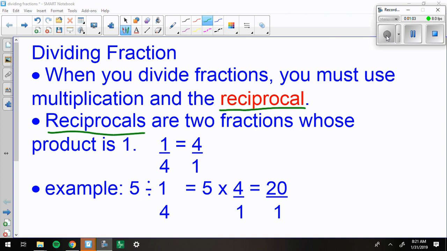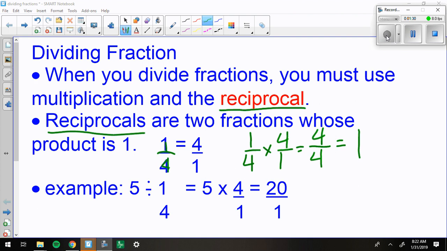So let's say you have 1/4. In order to get 1 when you multiply, you would need 4 over 1. Because 1/4 times 4 over 1: I multiply my numerators, I get 4. Multiply my denominators, I get 4. 4/4 equals 1.